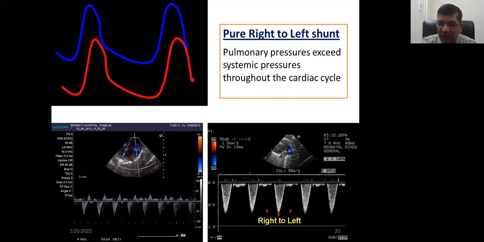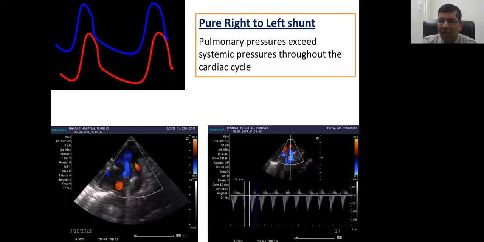So this is one method. In this method, you see the duct, put a Doppler, which is a pulse wave, and you get this right to left. In this right to left, measure the velocity. When you measure the velocity of the right to left, again apply Bernoulli's equation, 4 into V square. You get the pressure gradient. Now, you know the systolic blood pressure by invasive or non-invasive method.